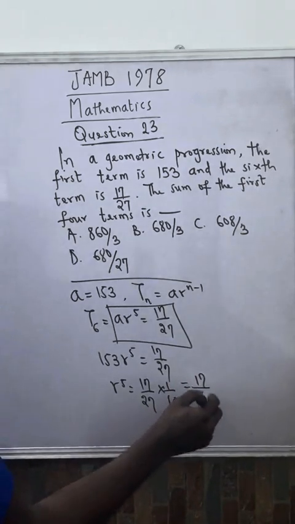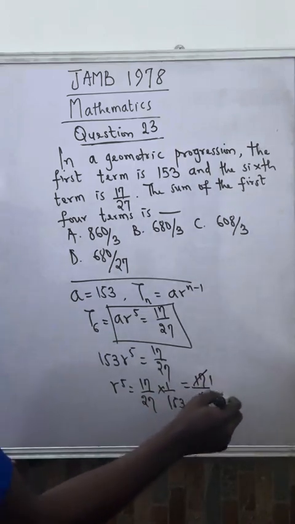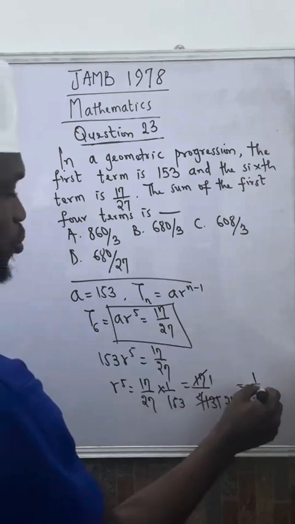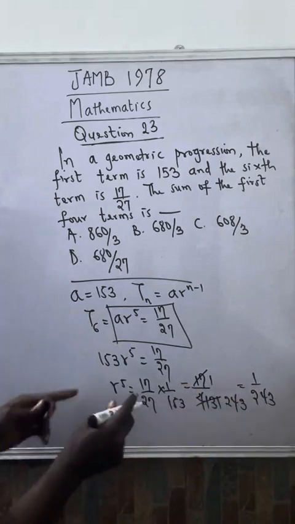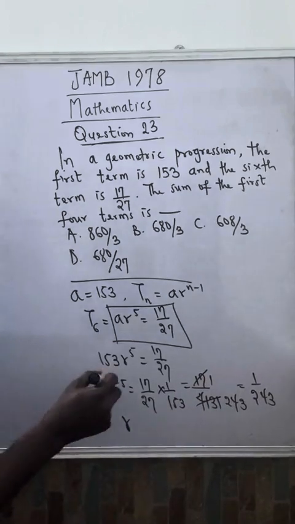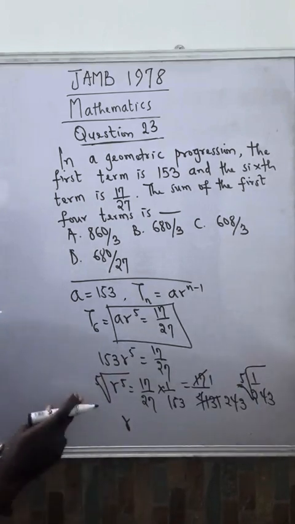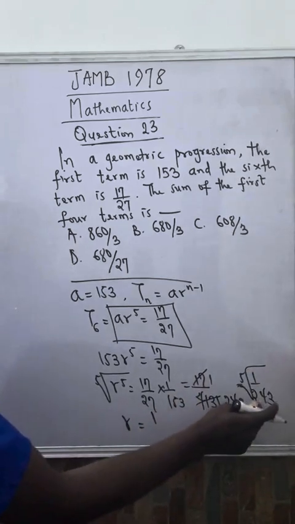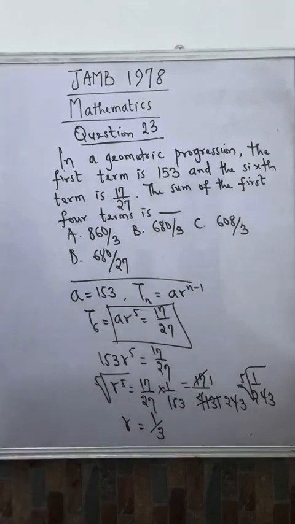4,131. So this can be reduced. 17 here, 17 here, 243. So that means I'm going to have 1 all over 243. So that means R raised to the power 5 is what gives me this. If I take the fifth root of both sides, so that means R will be equal to, what's the fifth root of 1? That is 1. And what's the fifth root of 243? That is 3. So now the common ratio is 1 over 3.